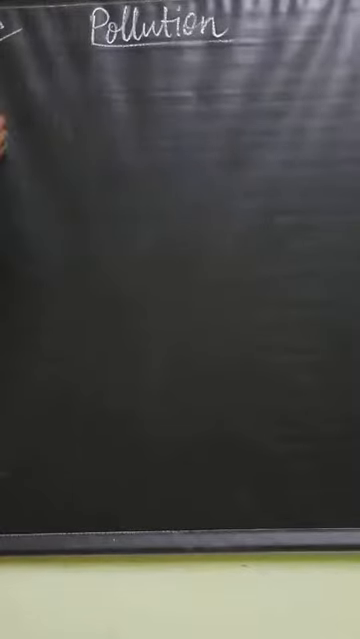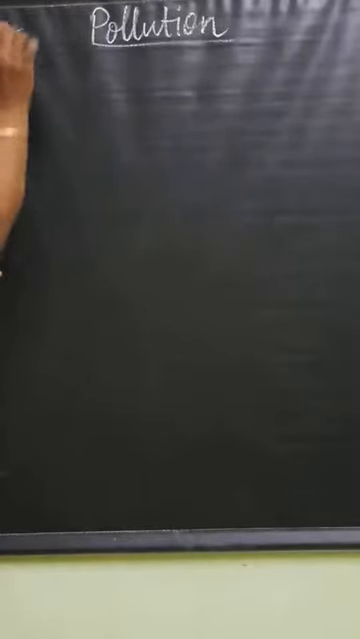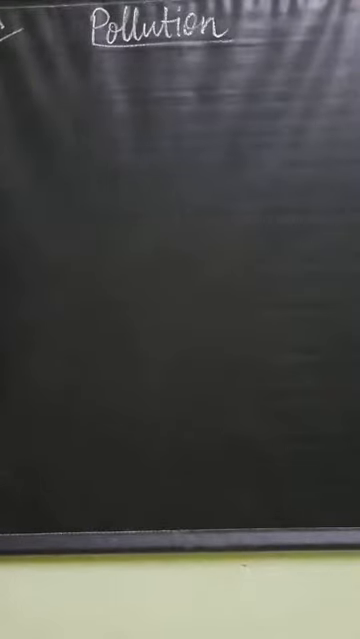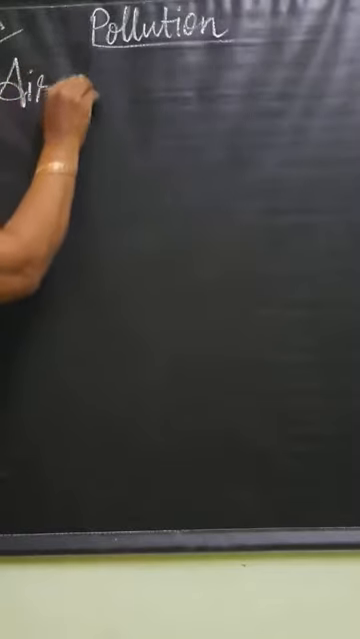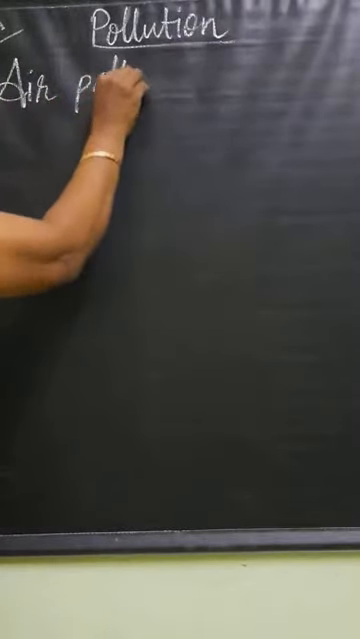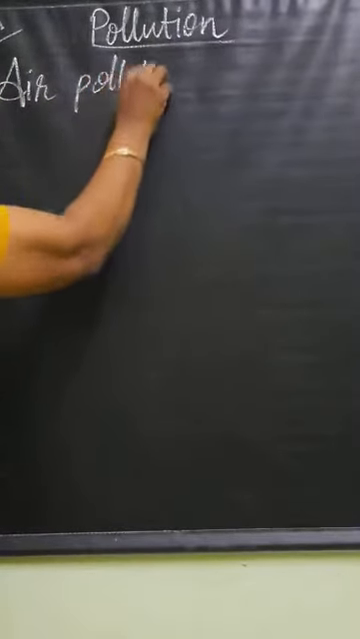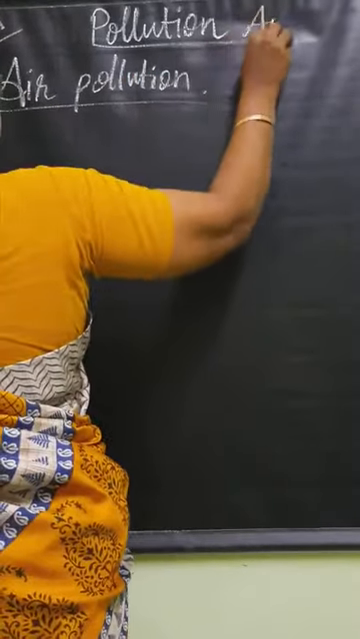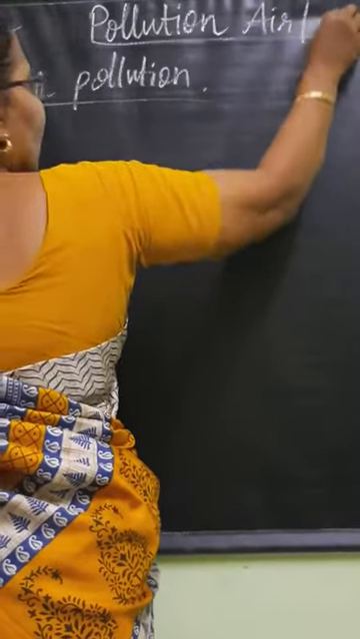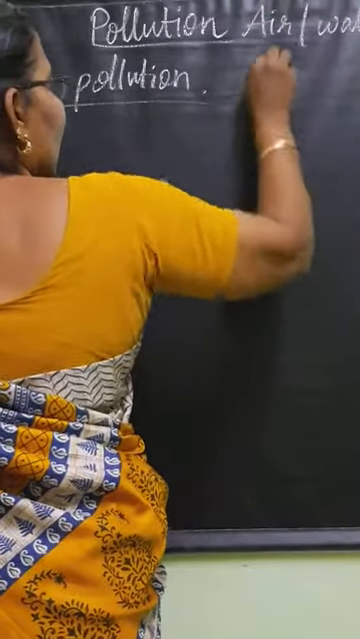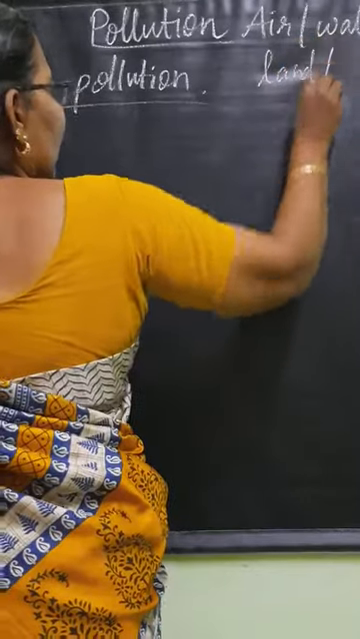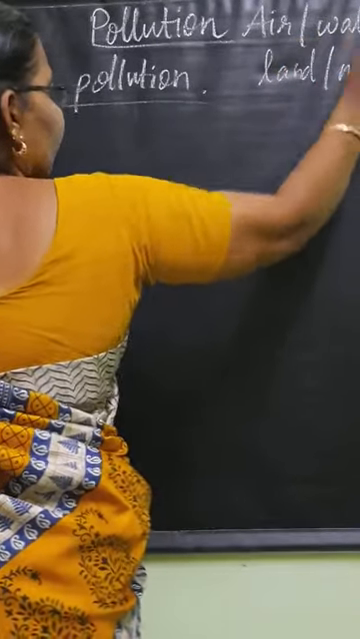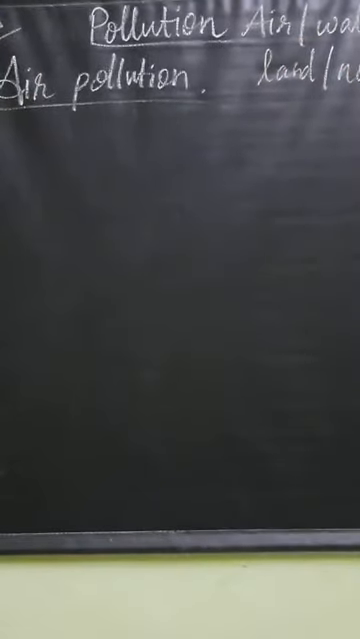We have 4 types of pollution that we have already studied. That is air pollution, land pollution, water pollution and noise pollution, isn't it? You have already studied. The 4 types we are going to study: one is air, water, land and noise. 4 types of pollution we are going to see in this lesson. First one is air pollution.